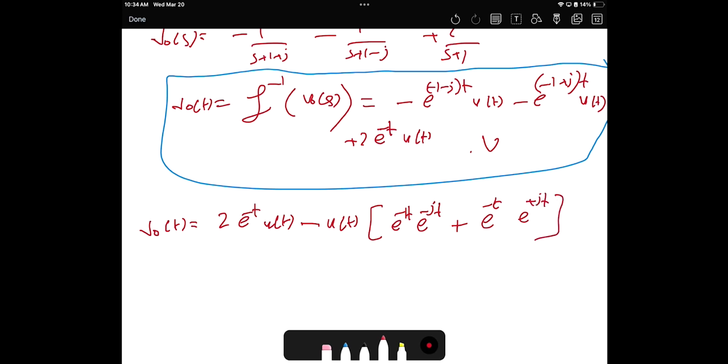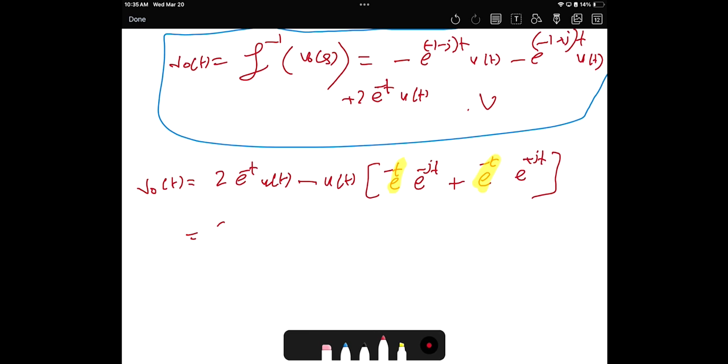Okay? You agree with me on this? Just take some factors and try to isolate the product for the explanation. So we see that e power t is a common factor. Let's put it outside of the bracket. So here it will be 2 e power negative t u of t minus u of t e power negative t. So what remains inside the brackets? e power negative jt plus e power jt.